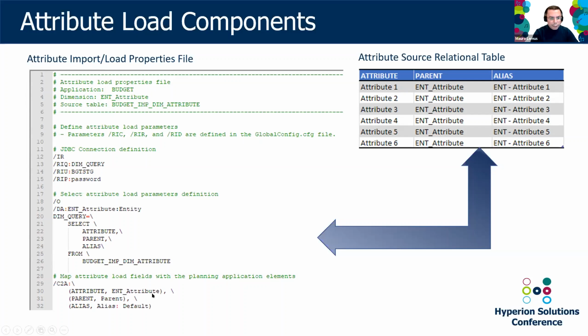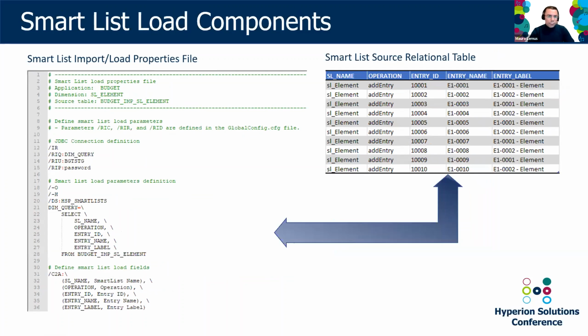So it's very similar, actually simpler than loading a regular dimension. For the smart list, all that changes a little is the source. Instead of the parent-child relationship here, we have a flat list where the first column indicates the name of the smart list that we are uploading. Then we include the operations. Operations are add entry, update entry, or remove entry.